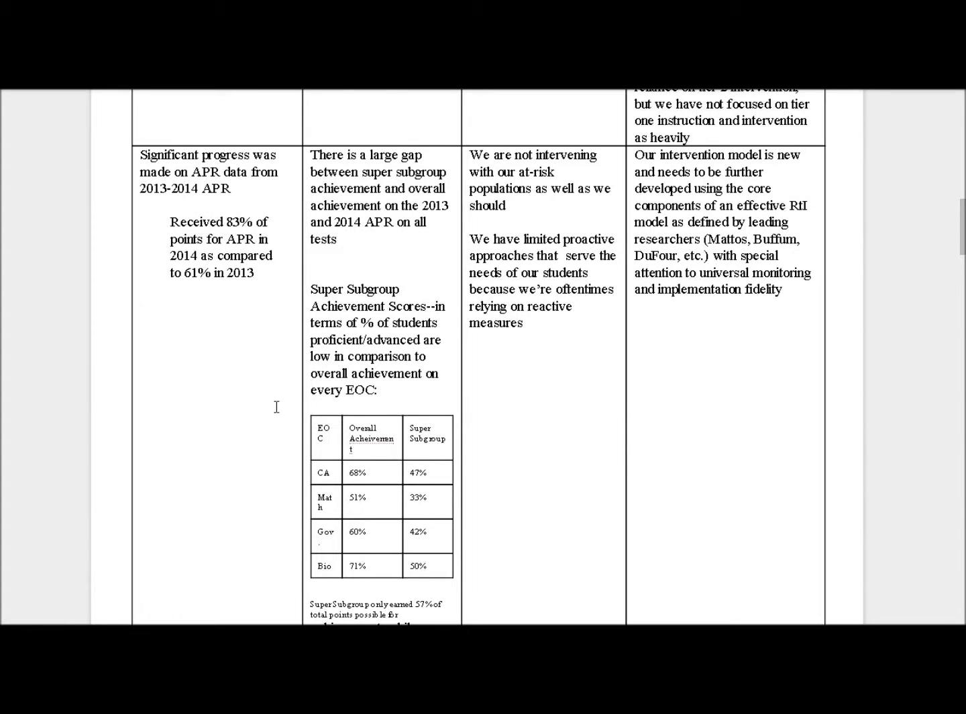There was also significant progress made on annual progress report data from 2013 to 2014. Like I said, there are 5 different categories where you can receive points for MSIP 5. You can receive specific points for your end-of-course exams, and you can also receive points in a different category called growth points. So if you did better from one year to the next, you also receive points for the progress that you have made. So you get points from 2 different categories. We received 83% of the total points possible on our annual report in 2014 as compared to 61% in 2013.